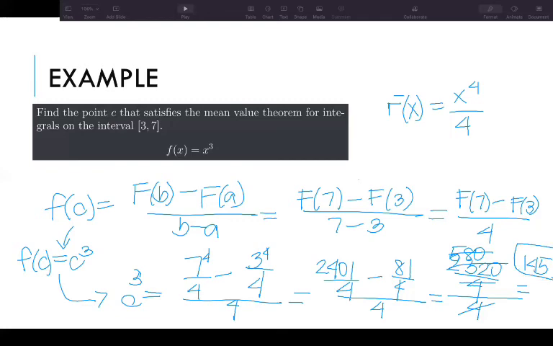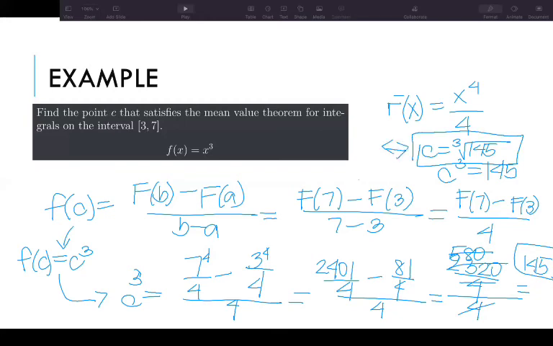So c cubed equals 145. Solving for c gives us c equals the cube root of 145. The other two roots of c cubed equals 145 are not real. They give imaginary roots. But in the mean value theorem, we talk about real numbers. So the only valid solution is c equals the cube root of 145.